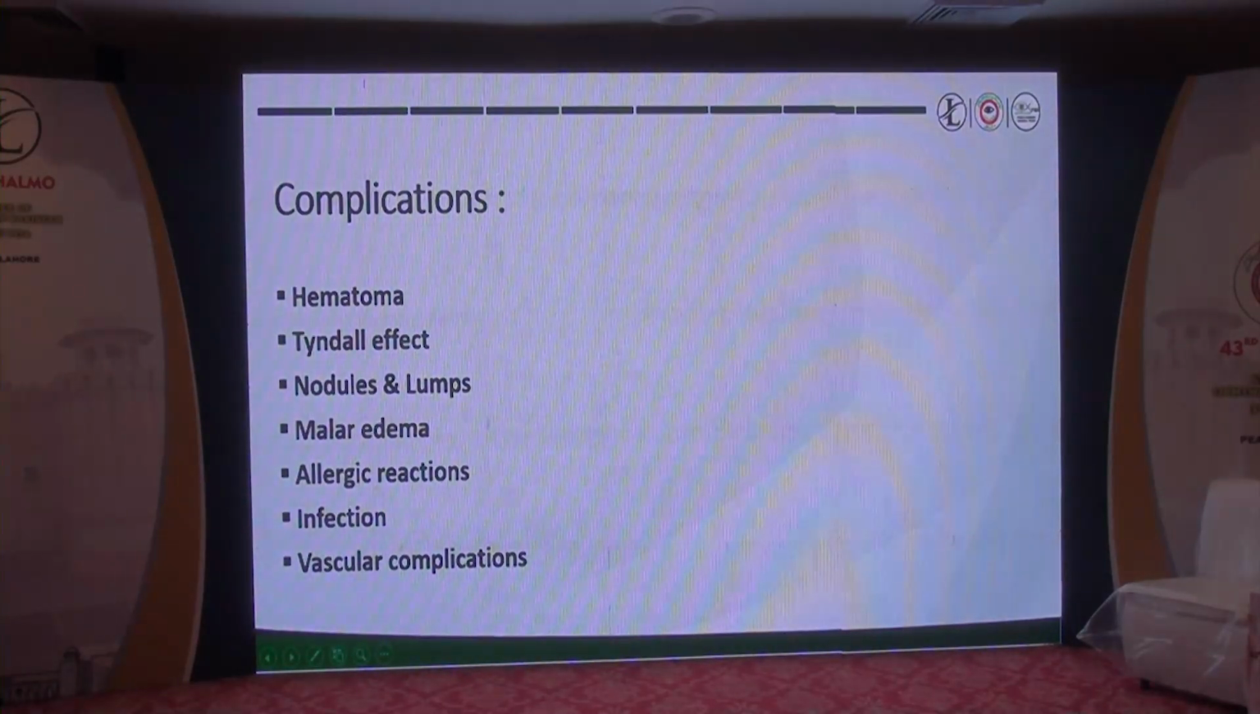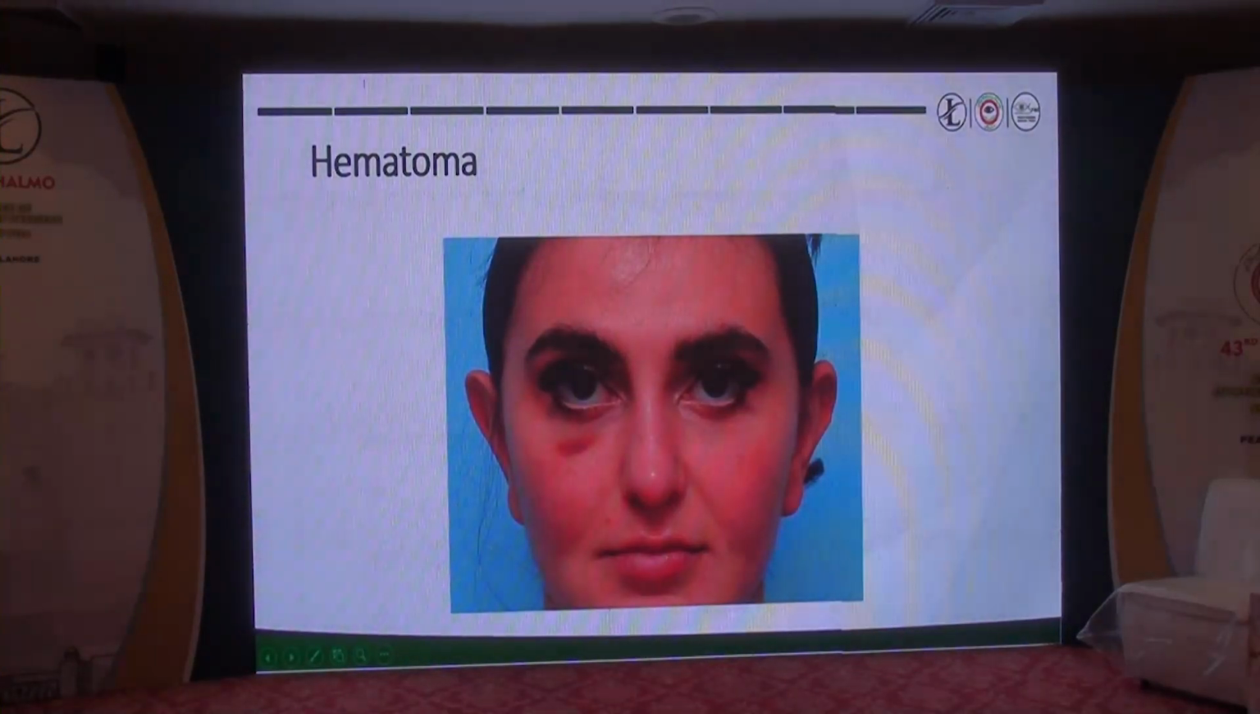There are ischemic as well as non-ischemic complications. Non-ischemic ones are very common, but the most dreadful ones are the ischemic complications, including stroke, skin necrosis, and vision loss. I'll just be sharing a few of them.